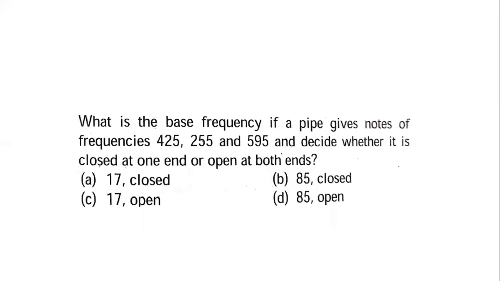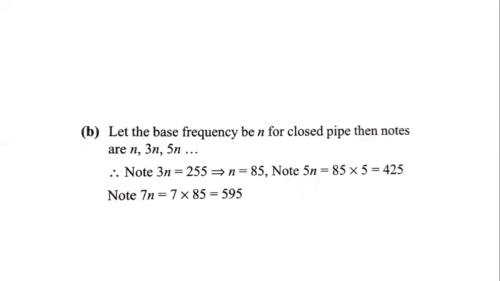What is the base frequency if a pipe gives notes of frequencies 425, 255 and 595, and decide whether it is a closed pipe or open pipe? So this is a question based on the concepts of the modes of vibrations in the closed pipe or the open pipe. Observe carefully the given frequencies 425, 255 and 595. Let the base frequency be N, and for the closed pipe you have the odd harmonics of the fundamental, that is N, 3N and 5N.